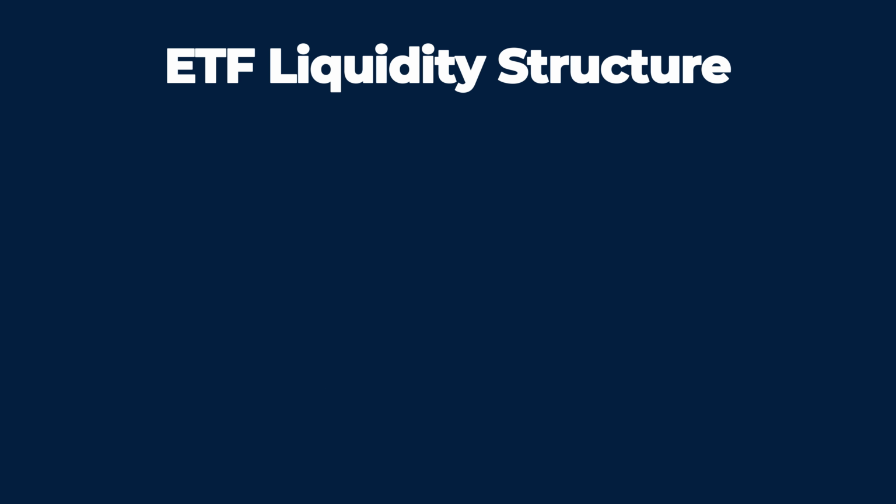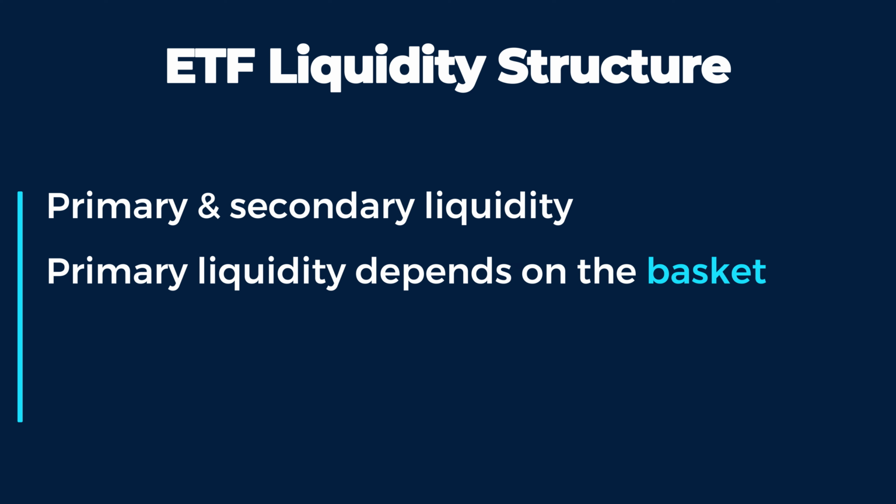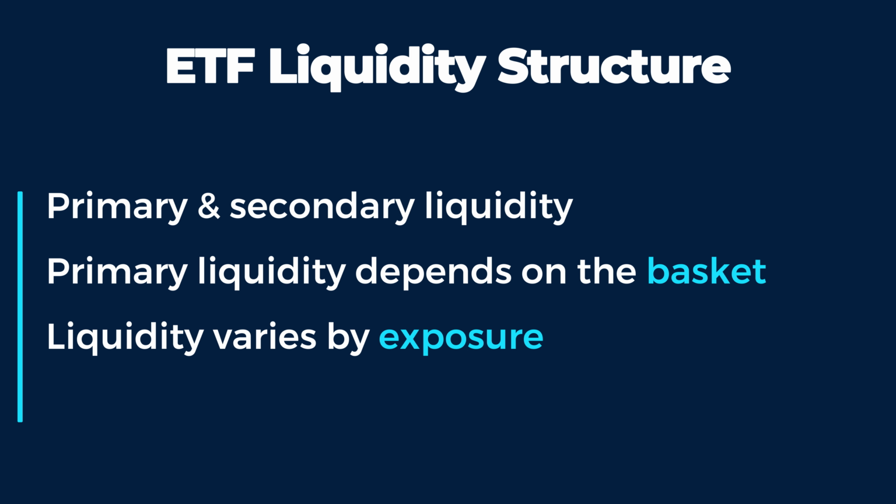Liquidity is conditional, not constant. ETF liquidity has two sources. One source is secondary market trading volume, and one source is primary market creation and redemption. Primary market liquidity depends on the underlying basket. If the underlying basket is liquid, authorized participants can hedge and create efficiently. If the underlying basket is illiquid, hedging costs rise and spreads widen. This matters for exposure selection.